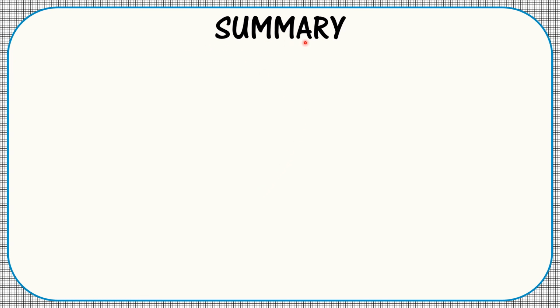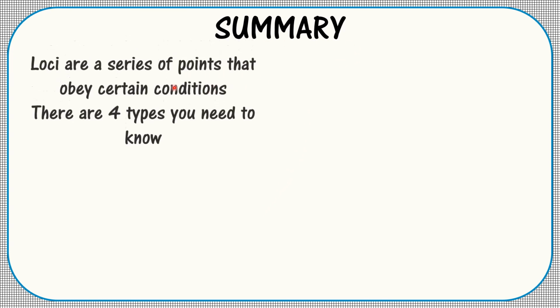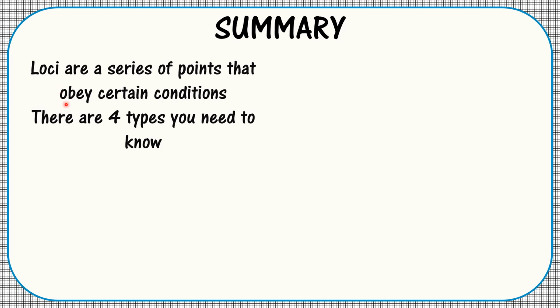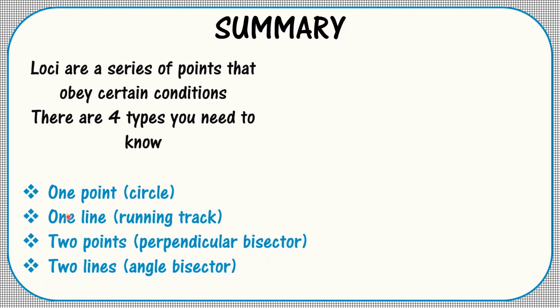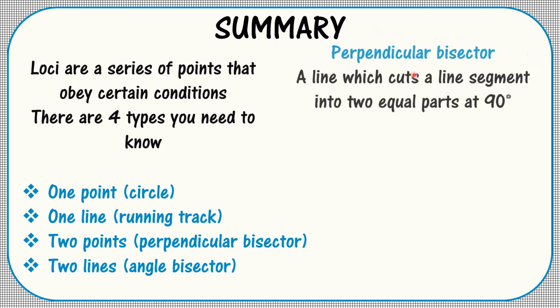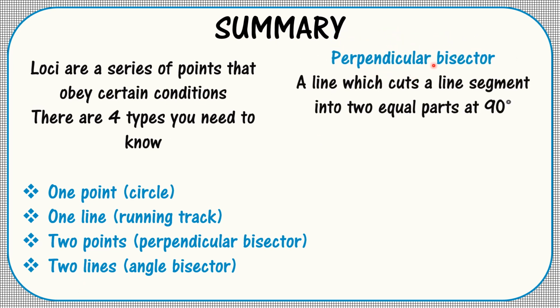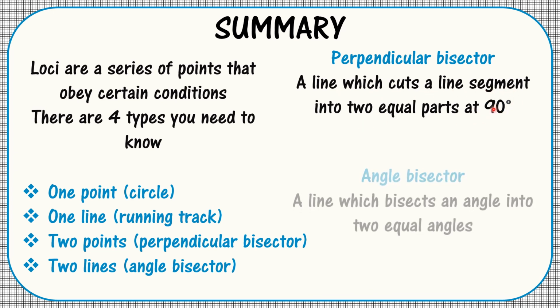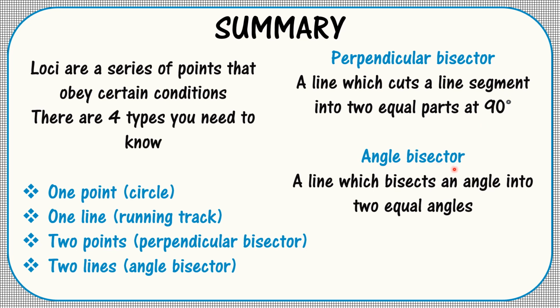So for a summary of what we have gone through today, we have gone through what a loci is, and there are 4 types that you need to know. 1 point, 1 line, 2 points, 2 lines. We have gone through what a perpendicular bisector is. It is a line which cuts a line segment into 2 equal parts at 90 degrees. We have gone through what an angle bisector is, a line which bisects an angle into 2 equal angles.